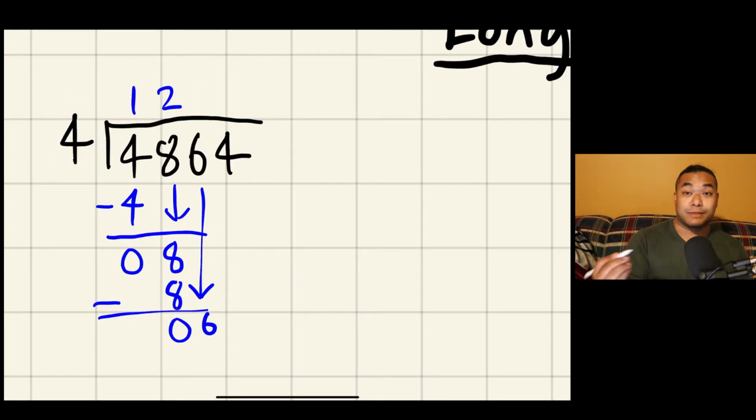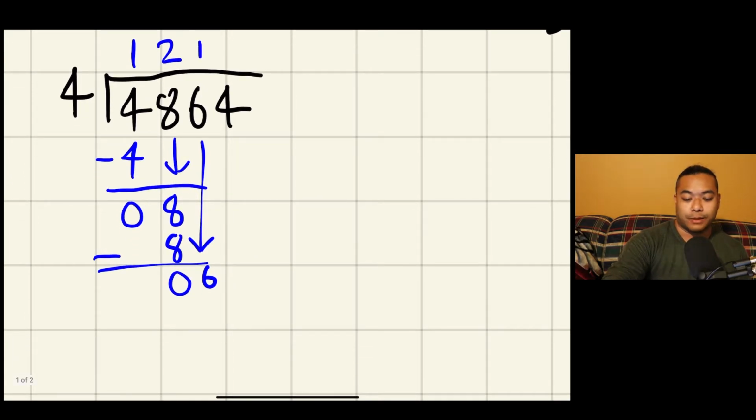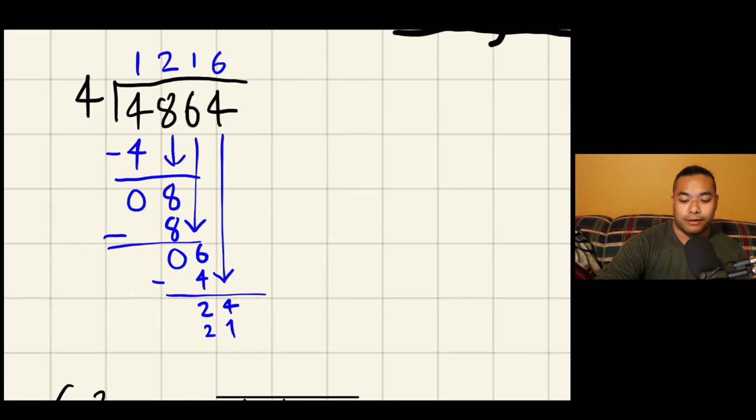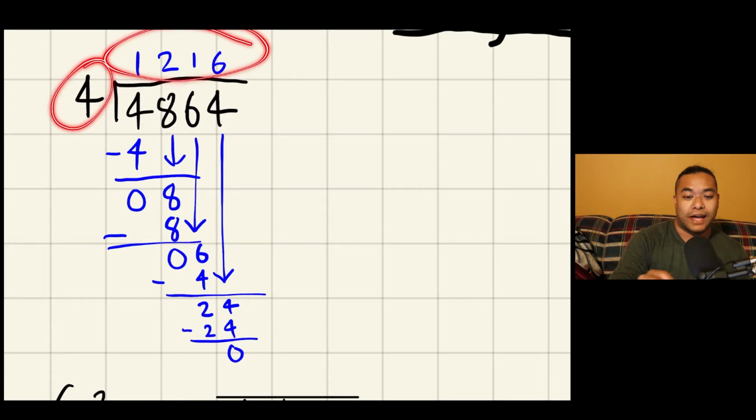Moving on, how many times does 4 go into 6? It goes 1 time. Bring down, 4 times 1 is 4. Subtract, 6 minus 4 is 2. Bring down our 4, and we have, how many times does 4 go into 24? It goes 6 times. And this is going to divide evenly. So 4 times 6 is 24. If we subtract these amounts, we get 0. So there is no remainder. Our answer means that 4 times 1,216 gives us 4,864.